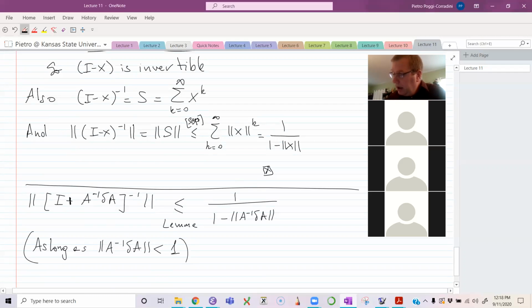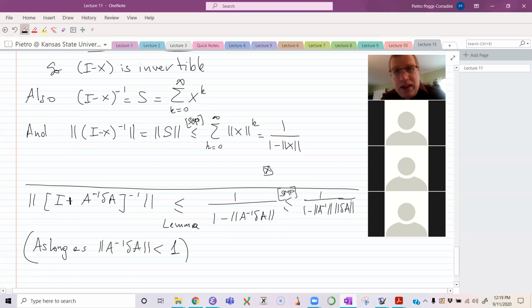Now, because we're thinking of perturbing A by delta A, it's not difficult to believe that this can be achieved. Let me rewrite this. So I claim that I can actually use the submultiplicative property here, and kind of separate out the inverse and the perturbation.